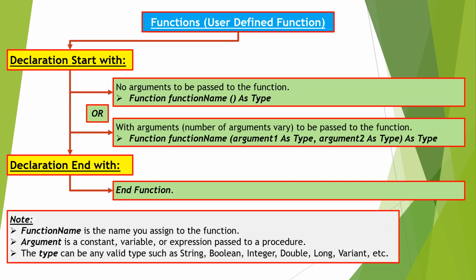Note, function name is the name you assign to the function. An argument is a constant, variable, or expression passed to a procedure. The type can be any valid type such as String, Boolean, Integer, Double, Long, Variant, etc.